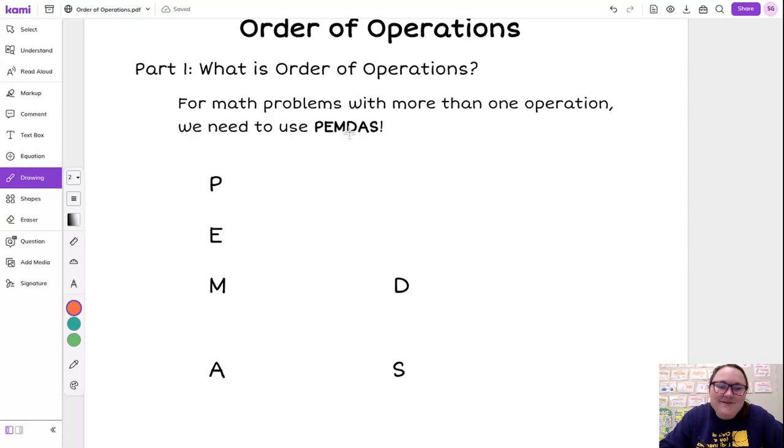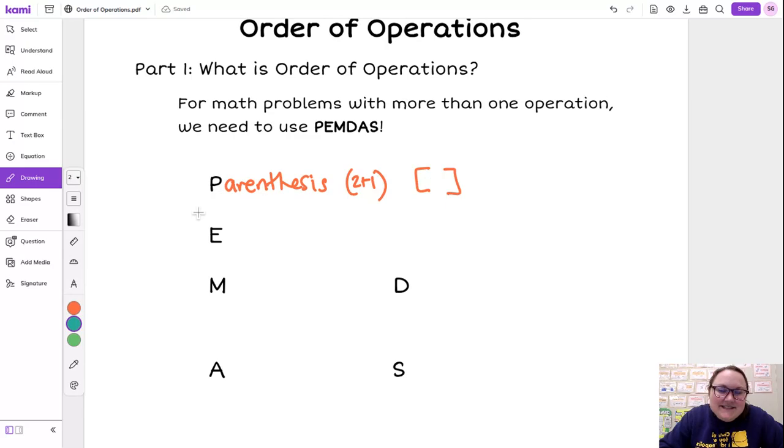PEMDAS is what we use to help us remember the correct order. So, PEMDAS. The P in PEMDAS stands for parentheses. Parentheses are these right here, or you might also see sometimes brackets. That means anytime you have a math problem in parentheses, like maybe 2 plus 1 inside those parentheses, that is what you need to do first.